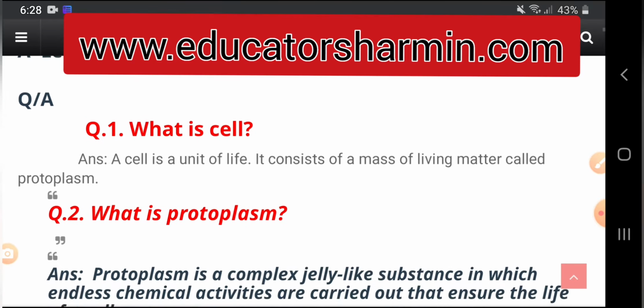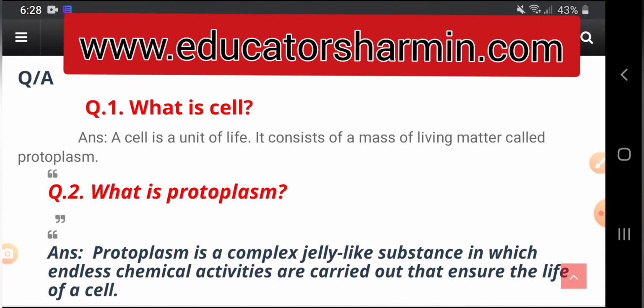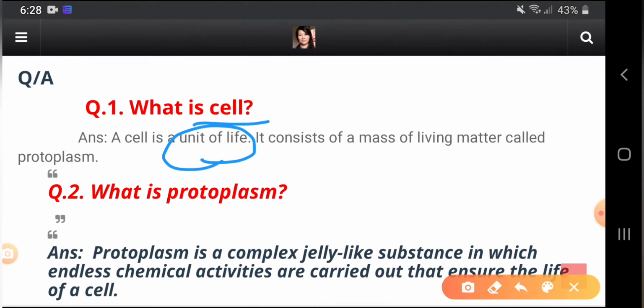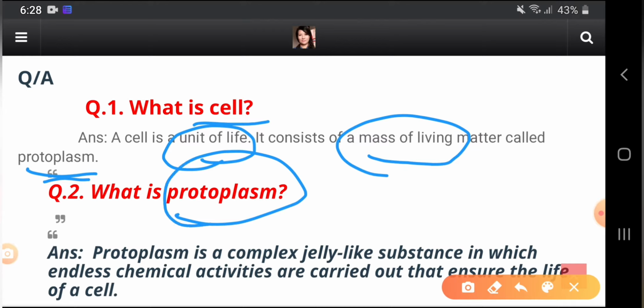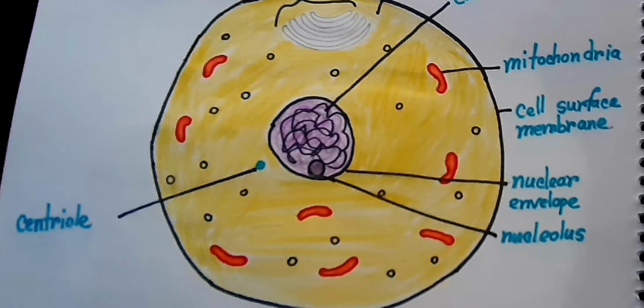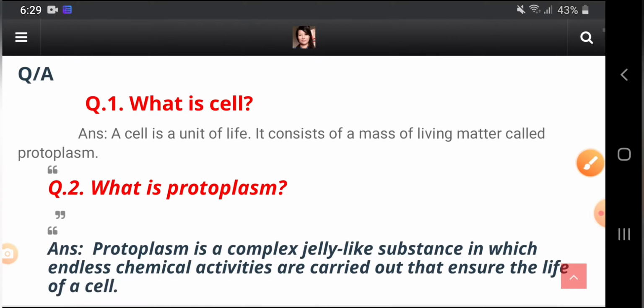Number one question: what is a cell? A cell is a unit of life. It consists of a mass of living matter called protoplasm. So what is protoplasm? Protoplasm is a complex jelly-like substance in which endless chemical activities are carried out that ensure the life of a cell.